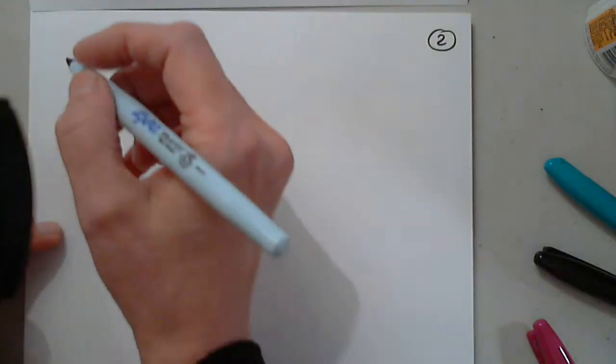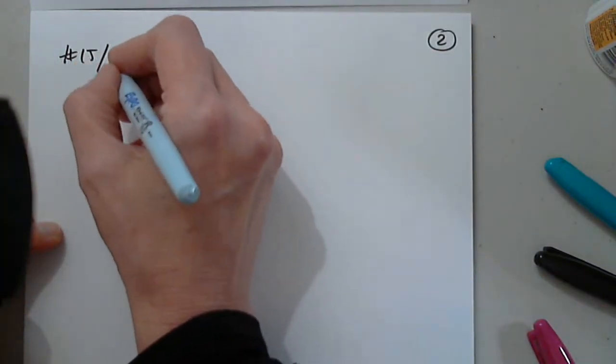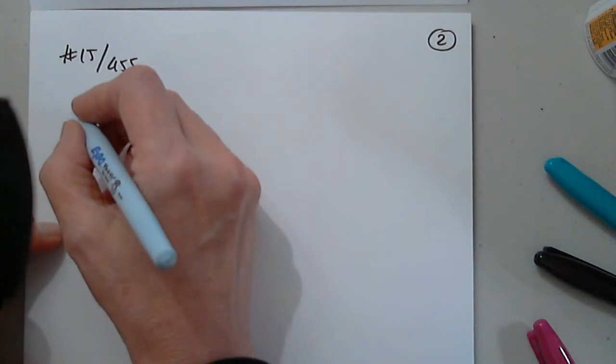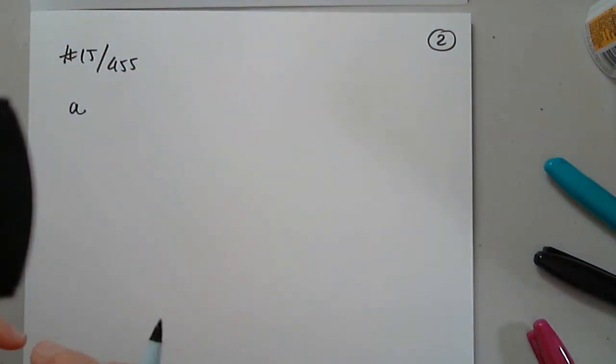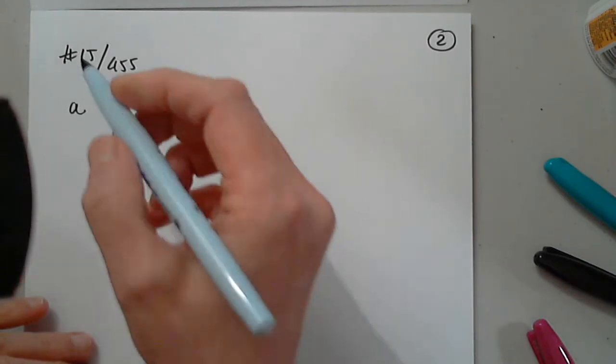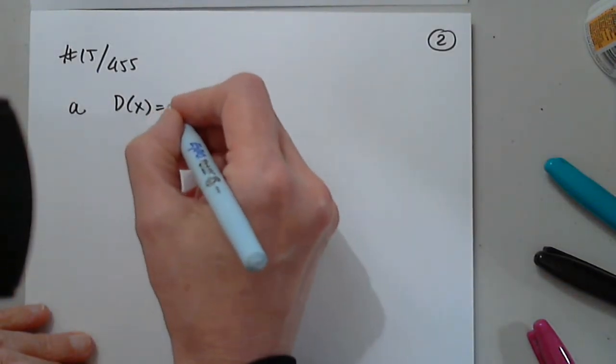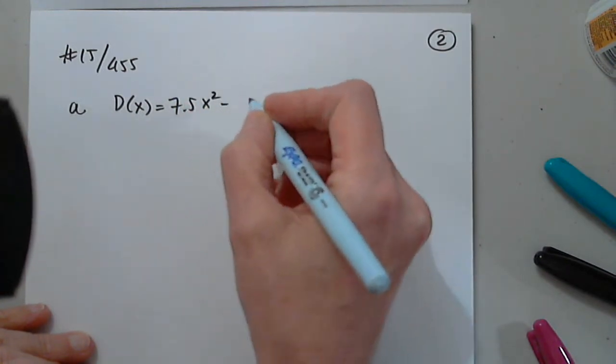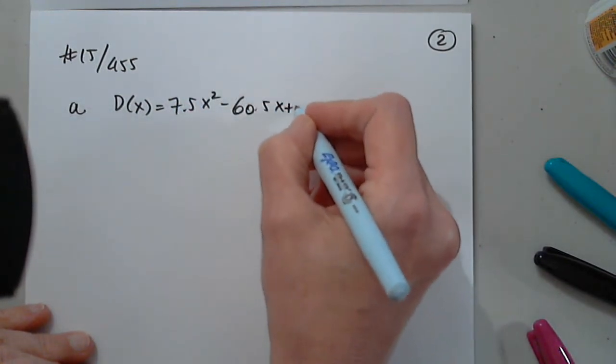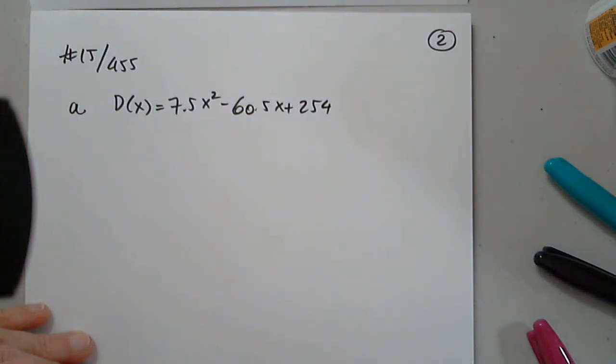Okay, so let's look at 15, and this is on 455 in part A. So she enjoys diving and is willing to pay P dollars per jump for X jumps. So this is the demand, 7.5x squared minus 60.5x plus 254. Find her consumer surplus if she makes 2 jumps.